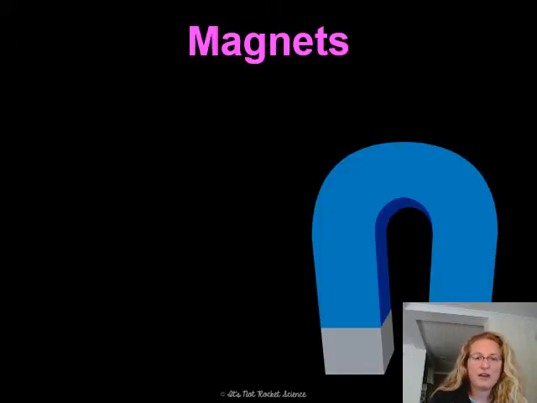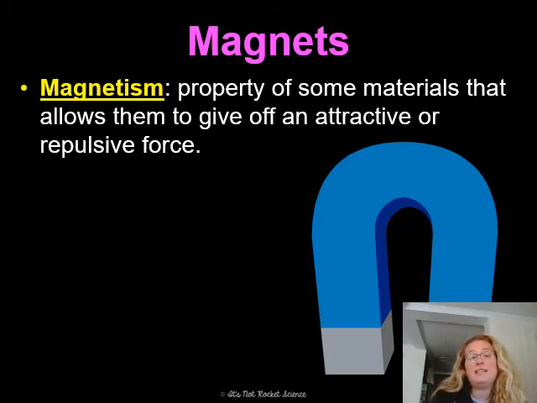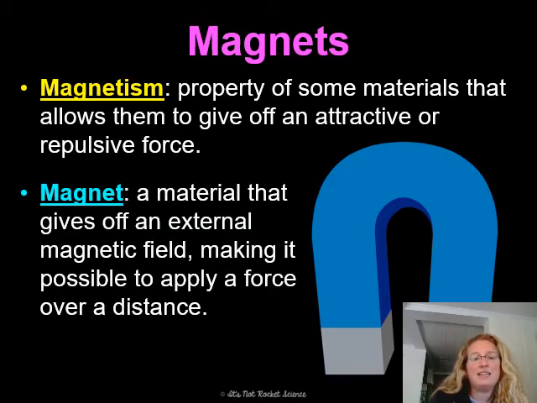All right, magnets. Magnetism is the property of some materials that allows them to give off an attractive or repulsive force. Not all materials can be magnets. There are only special materials that can be magnets. A magnet is a material that gives off an external magnetic field, making it possible to apply a force over a distance.